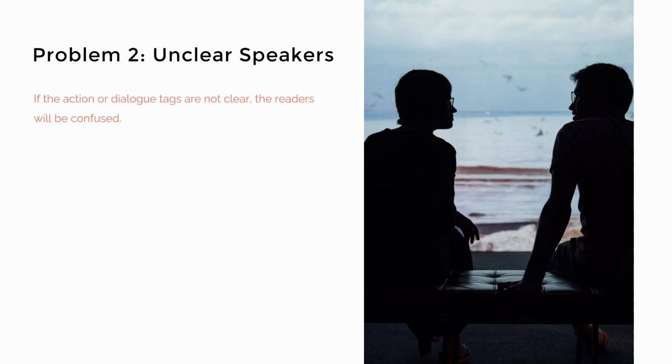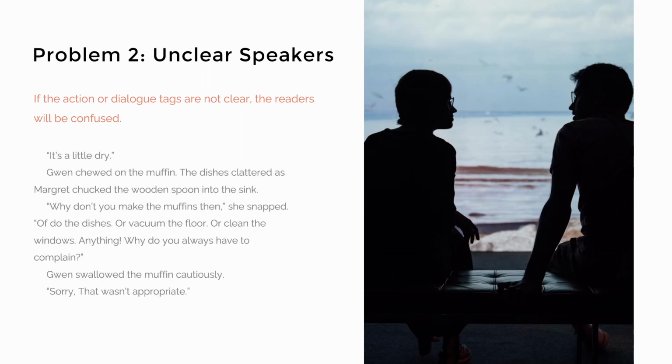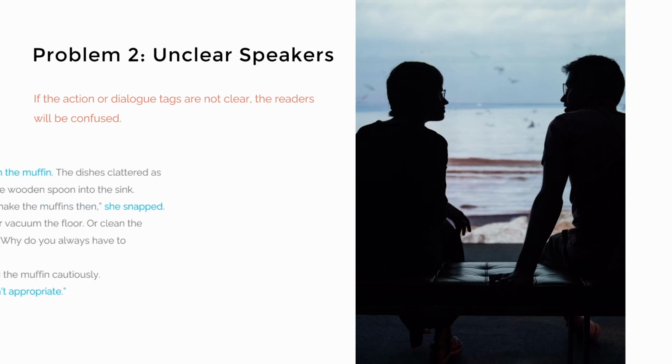And then number 2, unclear speakers. This one's a big one. If the action or dialogue tags are not clear, the readers will be confused. Editors have a lot of work fixing these sorts of things. It's a little dry, and then line break. Gwen chewed on the muffin. The dishes clattered as Margaret chucked the wooden spoon into the sink. So we don't know if Margaret said it or if Gwen said it. Probably Gwen said it because she's chewing on the muffin, but we don't really know. Actually, I have this.